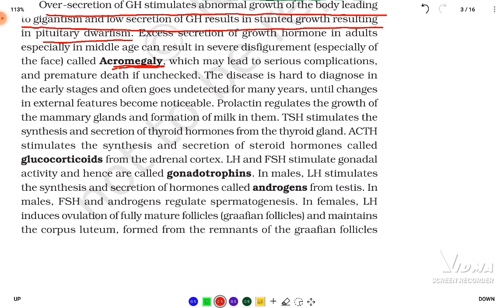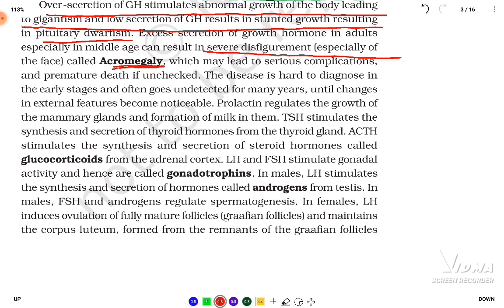If it is secreted over time, it's not going to be a problem, but it is at the middle age, specifically, that a suddenly large amount of secretion takes place. Because of that there is severe disfiguration, which is called acromegaly, which may lead to serious complications as well, and also premature death if unchecked. So complications, disfiguration and premature death can take place. Remember the name of that particular disease, acromegaly. Why is it happening? Because of the excess secretion of the growth hormone in middle age.